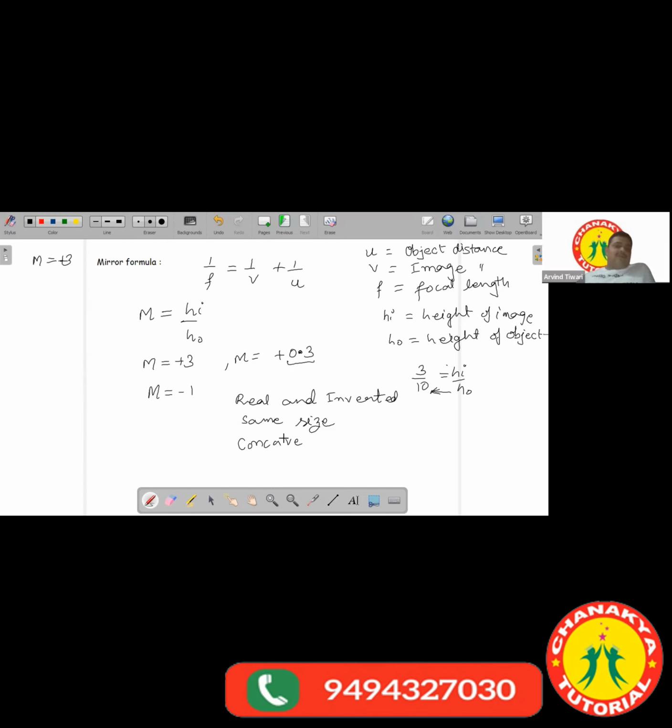So this is how you should be able to extract the information. This is for everyone. If there is anyone who is not getting how we are concluding, please inform. So see, we obtained all this information just from the value of magnification. M equals -1 gives me a lot of information.